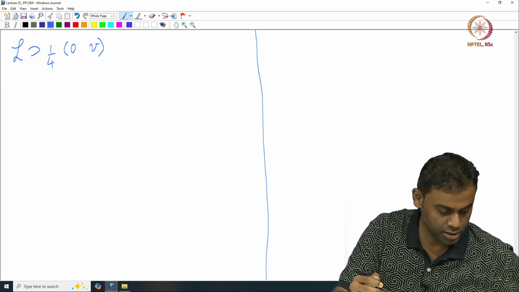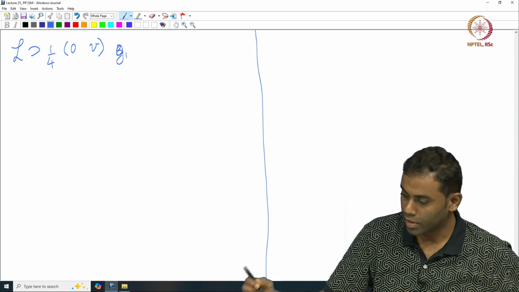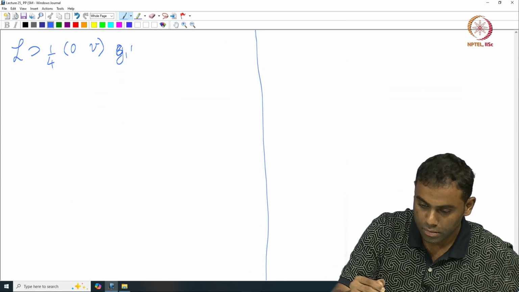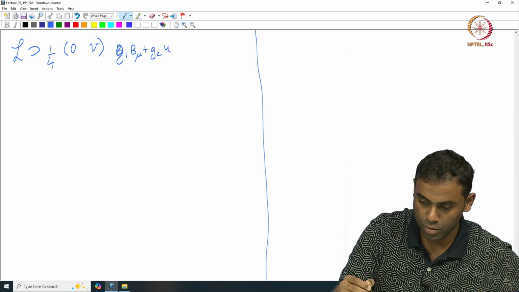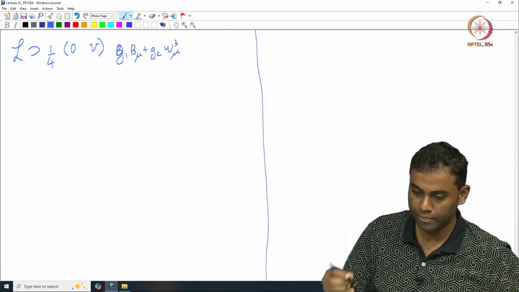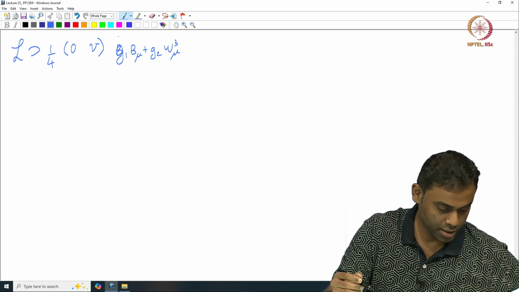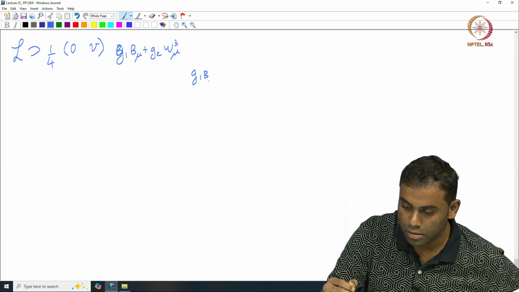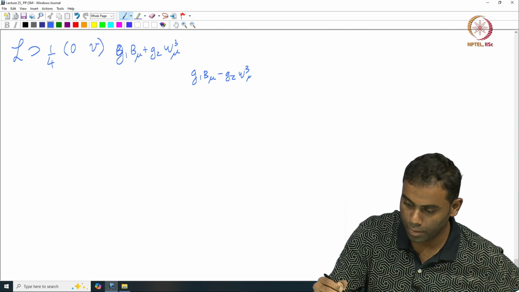Then I am going to hit this with the rest of the covariant derivative, which contains G1 B mu plus G2 W3 mu. Let me get rid of this, and that's the 1 comma 1. Let me write the other diagonal element, G1 B mu minus G2 W3 mu.